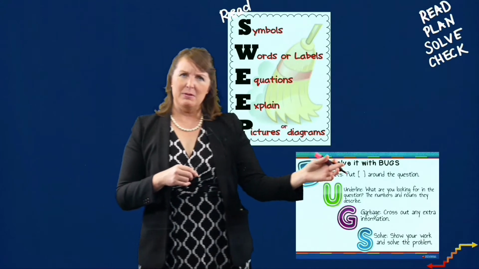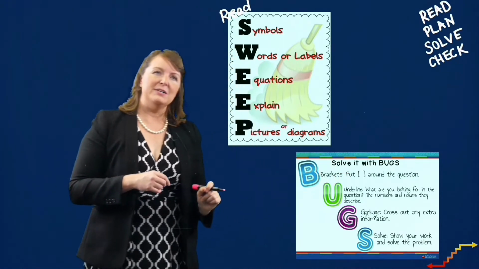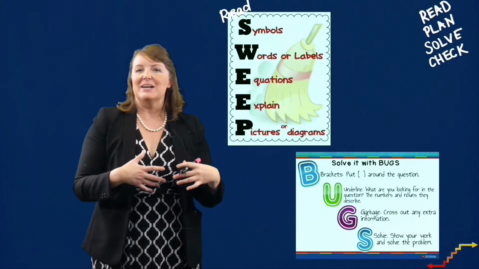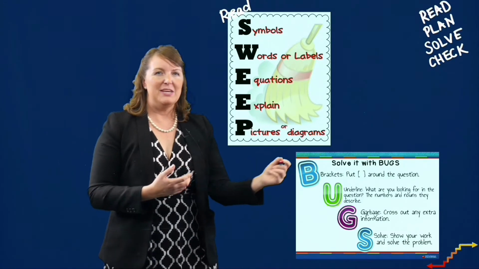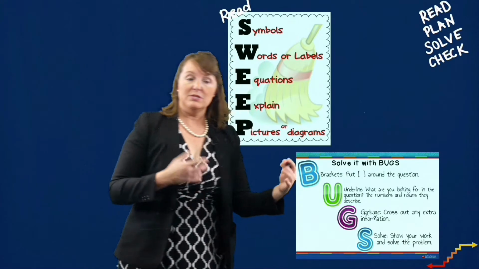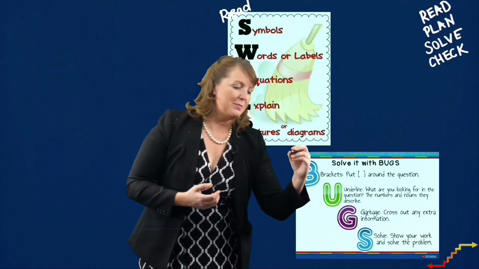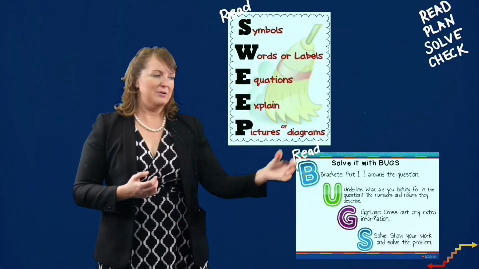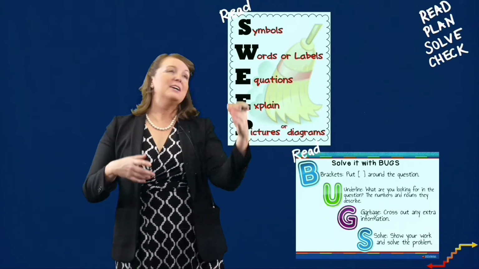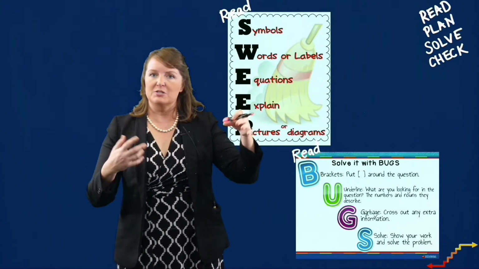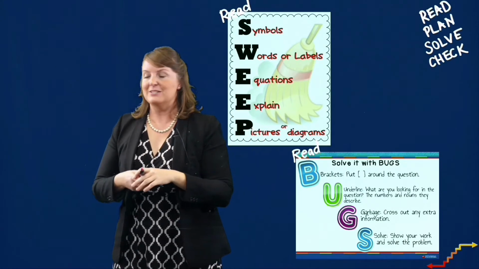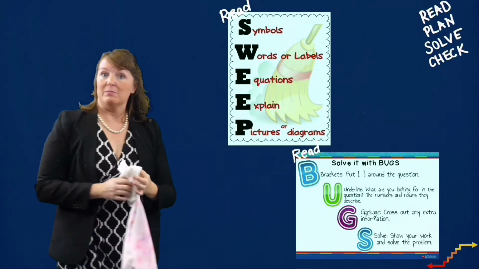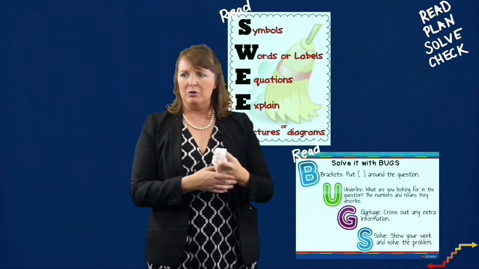The same thing here with bugs. Notice the first thing in bugs is to bracket or put some brackets around the question. It really isn't emphasizing the reading of the problem. So again, we might choose to not use the attack strategy of bugs. The other thing we could also do is just add read to the bug strategy. So instead of bugs, maybe it's our bugs. Instead of sweep, maybe we call it our sweep. And it's not as cute and easy to remember, but it does emphasize that we have to read these problems to help us work through the word problems.